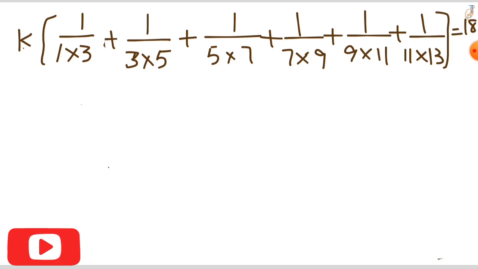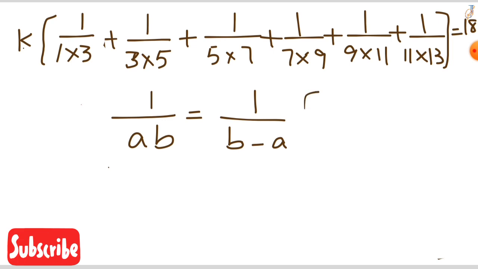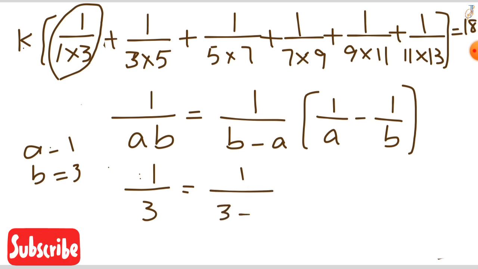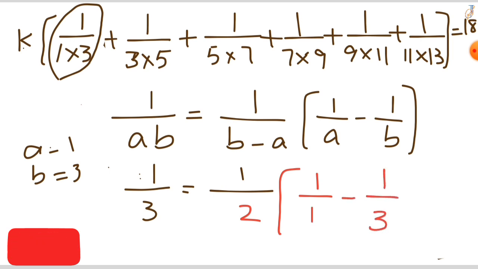To solve this pattern we have to learn this: 1 over ab equals 1 over b minus a times 1 over a minus 1 over b. If you observe the first pattern, we have 1 over 1 times 3. If you take a as 1, b as 3, does it satisfy our pattern or not? Let's check. 1 over ab is 1 times 3, which is 3, that is equal to 1 over b minus a, which is 3 minus 1, which is 2, times 1 over a, which is 1, minus 1 over b, which is 3.